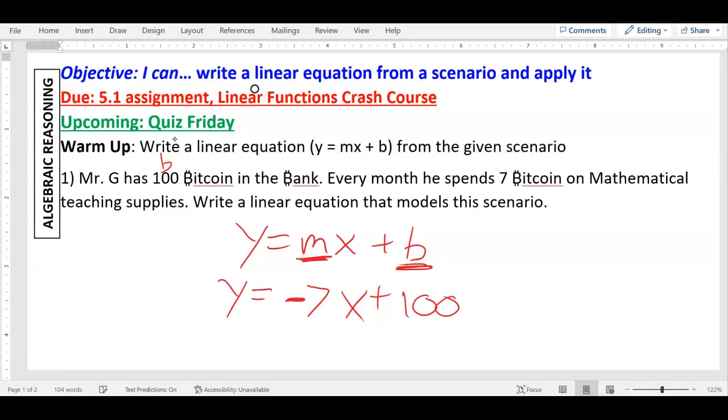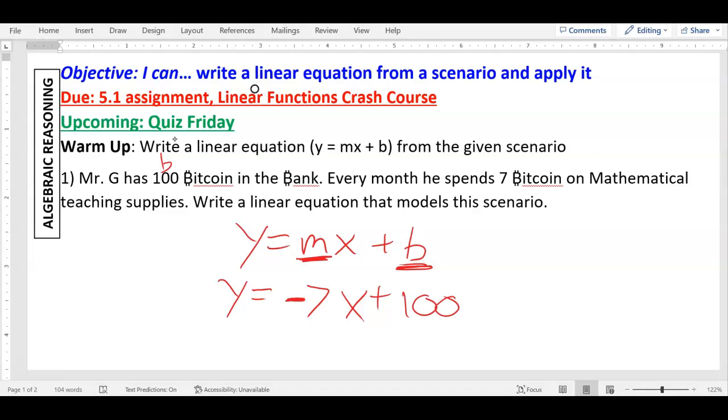Y equals -7x plus 100. Now, if this said I'm making 7 extra Bitcoin a day or whatever, then that'd be different. That's plus 7. But this says spending. Always look for these key words that mean negative: spending, decreasing, less, take away, whatever. Anything negative has to be negative. Very important.